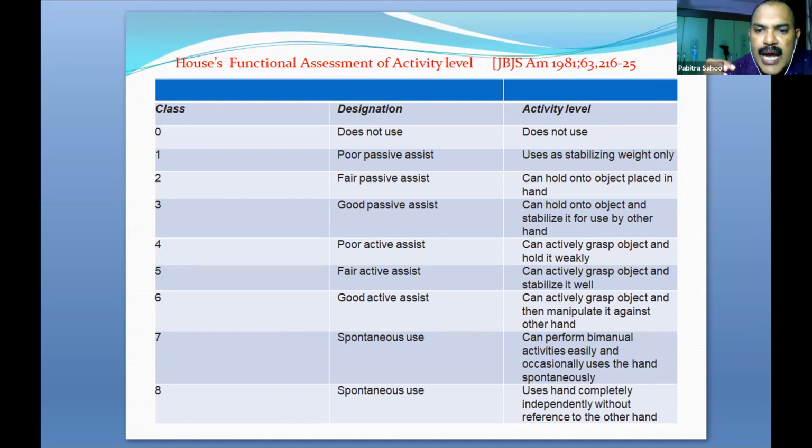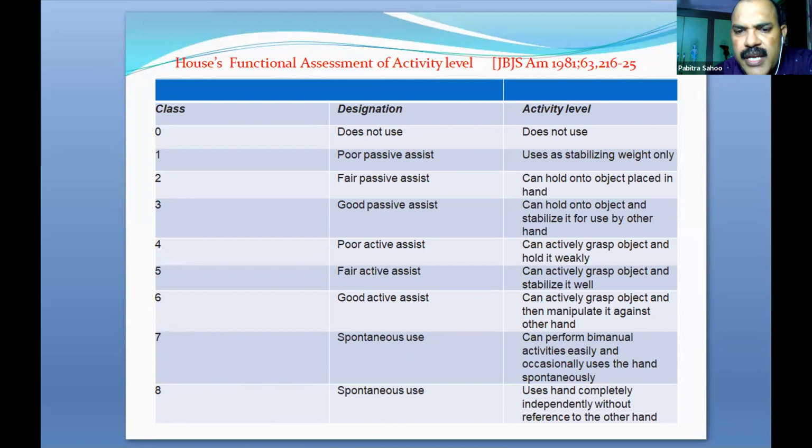Then the active assist group, again poor active assist, fair active assist, and good active assist. Poor active assist means can actively grasp an object and hold it, but the grasp is weak. Fair active assist can actively grasp the object and stabilize it well, can hold it properly. Good active assist can actively grasp the object and then manipulate it against the other hand. To some extent can try to use the hand. So in passive, basically the caregiver keeps the object in the hand, and in active assist the child starts holding the object, starting with weak grasp, moderate grasp, and good grasp.